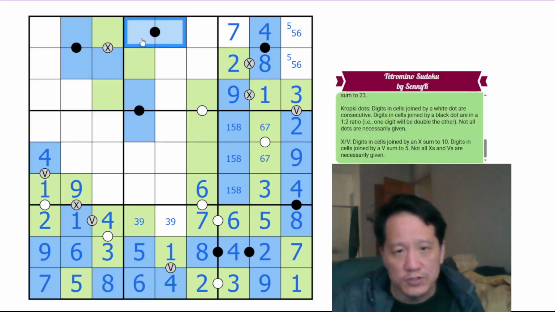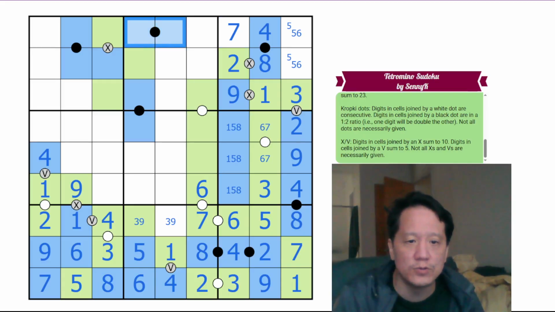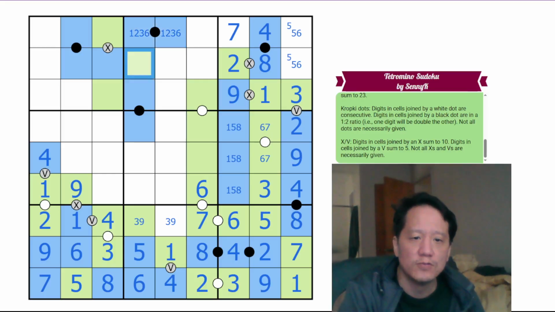Okay, this is in a 1 to 2 ratio, so it's either 1, 2 or 3, 6. Well, 1 can't be here, so this can't be 2. 6 can't be here, so this can't be 3.